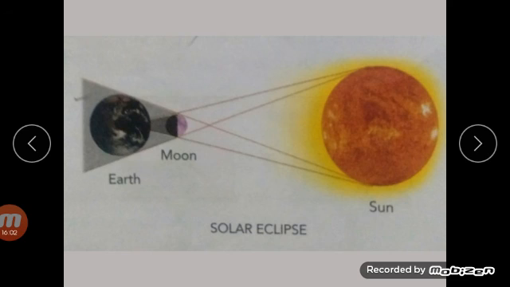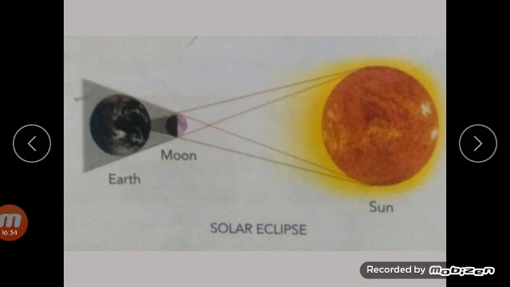When only a portion of the sun is blocked by the moon, not all of it, because the moon is smaller, so only some portion is blocked, it is called a partial solar eclipse. When the sun is completely covered by the moon, it is called total. This portion is a total solar eclipse, and the other portion where the shadow is partially formed is a partial solar eclipse. Now we'll study lunar eclipse.